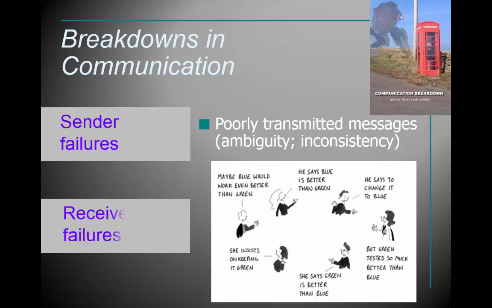There can also be receiver failures. Receiver failures can occur if the listener fails to listen carefully, resulting in misinterpretation. Ineffective communication is a double-edged sword. Receivers, as well as senders, can contribute to the miscommunication. This can also be seen in the game of telephone. How much of this was the receiver failure versus sender failure?